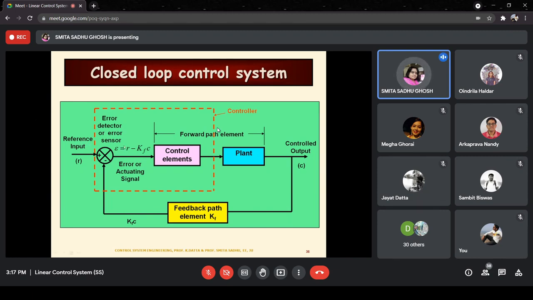Also, you find that there is this summer, which is known as the error detector or error sensor for obvious reasons, because it is going to sense the error between the reference input and the feedback signal and generate the difference between these two. Now here, of course, I'm not terming the output of this summer as error. It may be either the error or it is called the actuating signal.